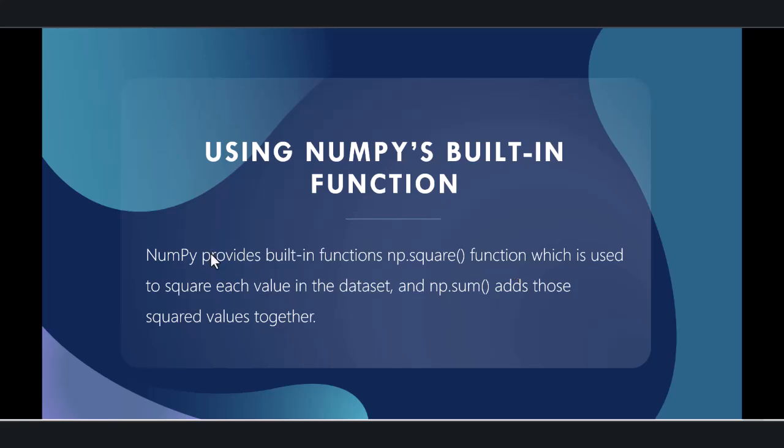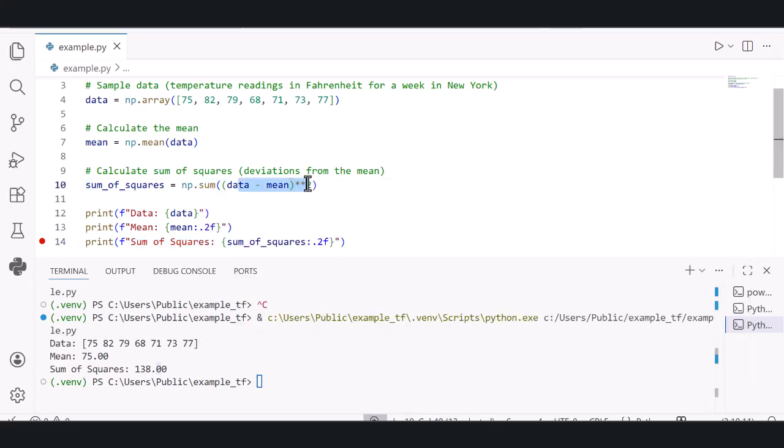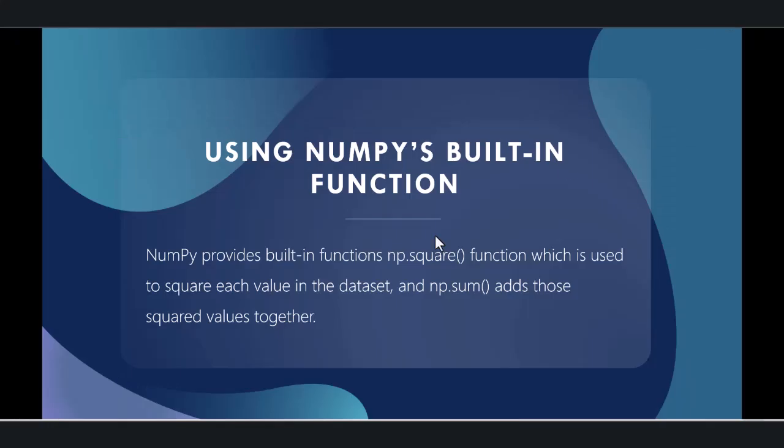NumPy provides the built-in function np.square, which is used to square each value in the dataset, and the np.sum function, which we used in the last example, adds the squared values together. In the last example, to square, we used the sum function and a formula using exponent. Here we are directly using the square function and the sum function. We'll see an example to understand more about this.